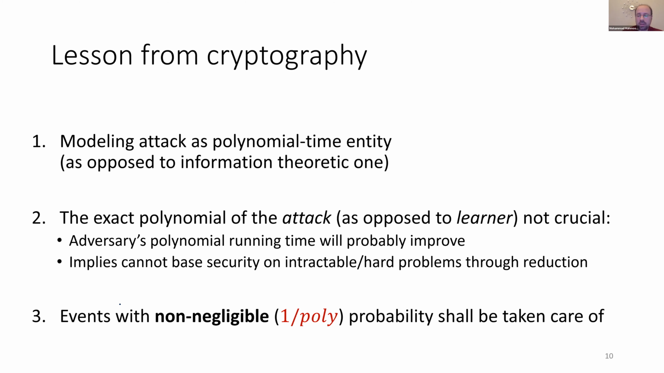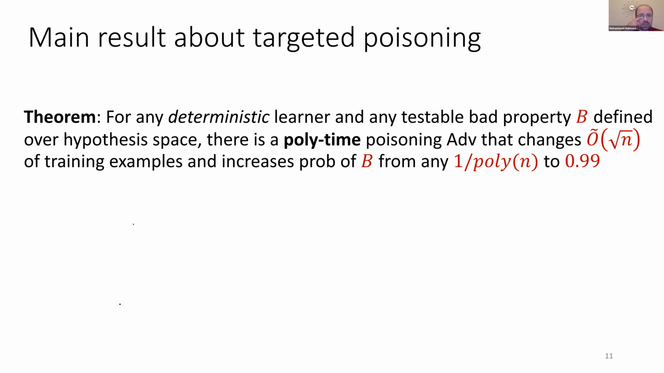So with this picture in mind, I'm now going to describe the theorem that is influenced by this perspective, and it's going to tell us something about the power of poisoning attacks in a generic sense, regardless of what the learning algorithm is doing. This is the main theorem in the first part of the talk. It says that for any deterministic learning algorithm, and this is a key point, no matter what bad property you have in mind as an attacker, as long as that property happens with some non-negligible probability, there is always an attack that would amplify this bad probability to close to 1 by changing only a sublinear number of examples.